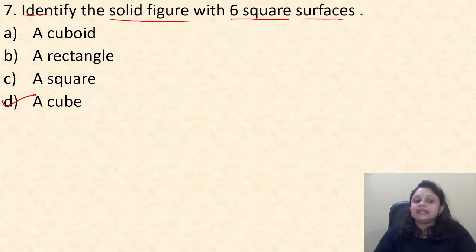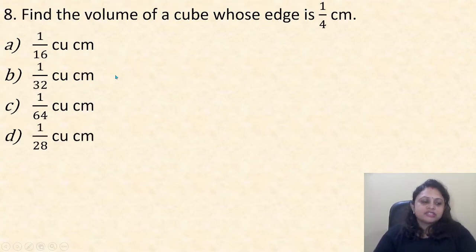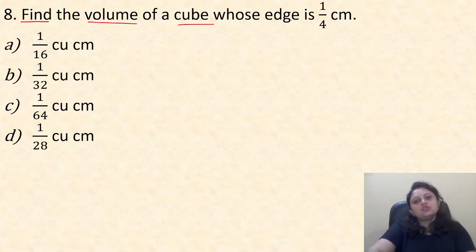Okay, so the correct answer is option D, that is the cube. Coming to the next question: find the volume of a cube whose edge is 1 by 4 centimeter. Option A, 1 by 16 cubic centimeter, B, 1 by 32 cubic centimeter, C, 1 by 64 cubic centimeter, D, 1 by 128 cubic centimeter. So we have to find the volume of a cube whose edge is 1 by 4 centimeter.